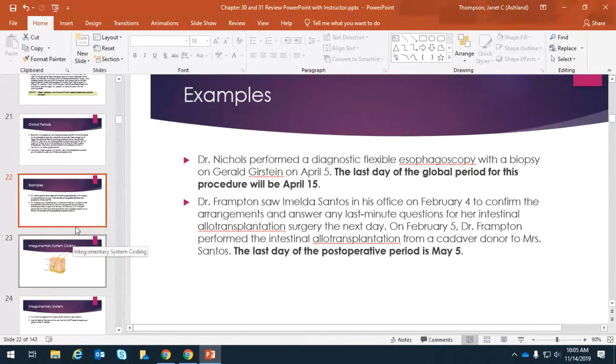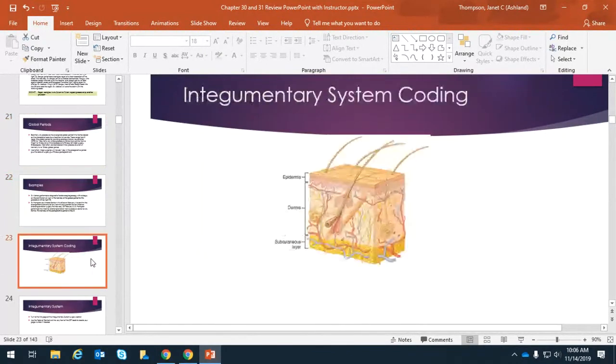And I know this is all complicated, so this is just a slow introduction. We're not going to be working with these types of scenarios until advanced coding.